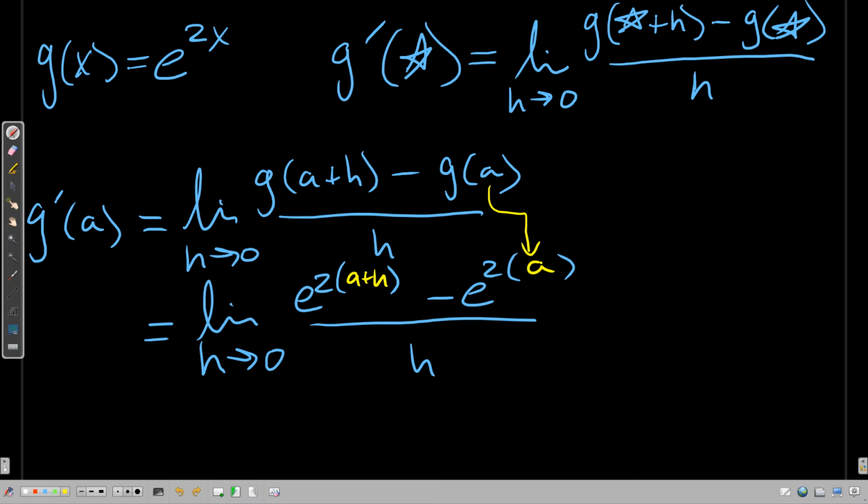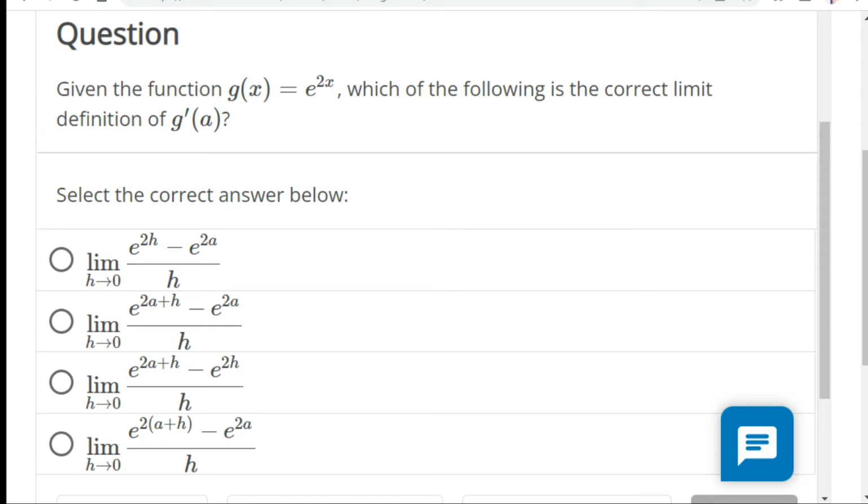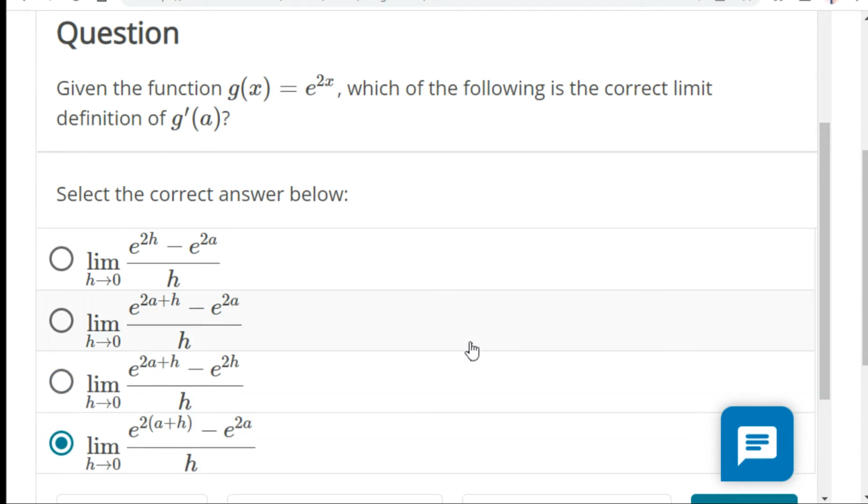Well, that does it. That's our answer. Do not say that it's this one. It is not that one. That one doesn't have the parentheses around the a plus h. It's this one.